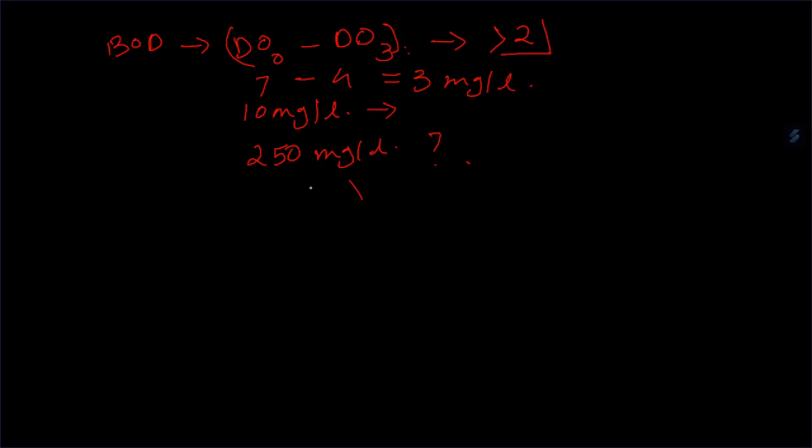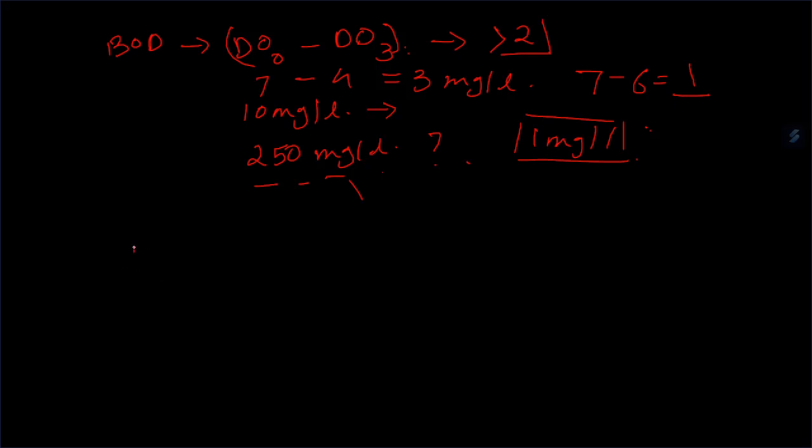But if it is say 7 minus 6 equal to 1, so a 1 milligram per liter reading falls into the uncertainty zone. So this may be a calculation mistake, or an intrinsic instrumentation error. So the required difference should be more than 2. But now another question is, what if the BOD of the sample is like 250, 300, then what to do?